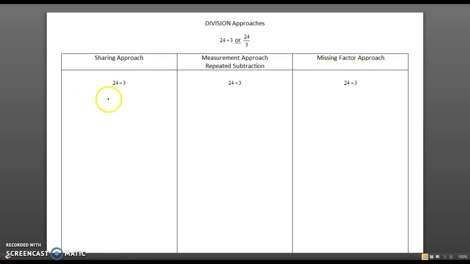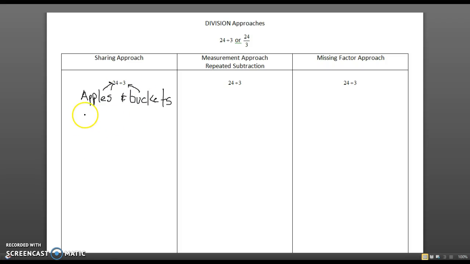So hopefully these are familiar to you already. We're going to talk about the sharing approach first, and we're going to take 24 divided by 3 using the sharing approach. And sharing approach I always call apples and buckets. Okay, and this number here is called the dividend. This is the divisor. So in the apples and buckets approach, 24 is the apples, 3 is the buckets.